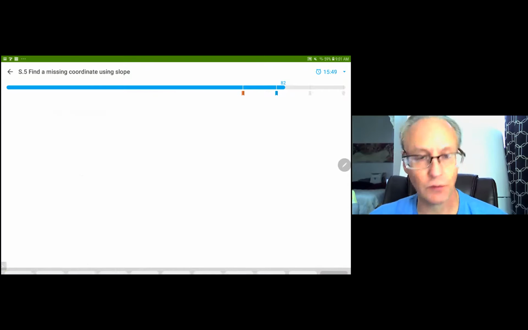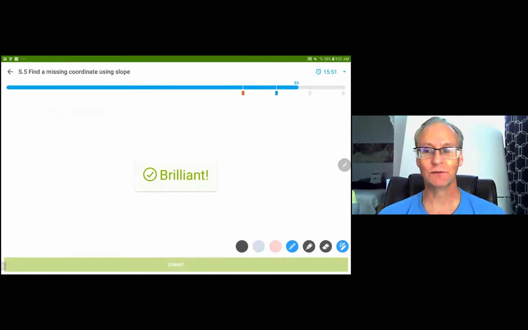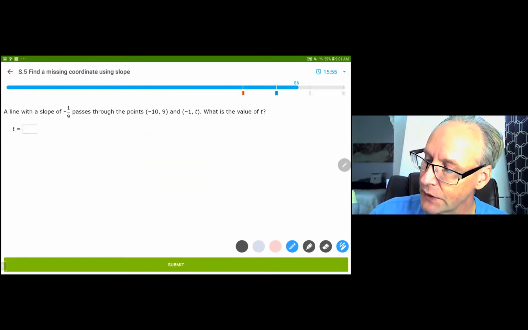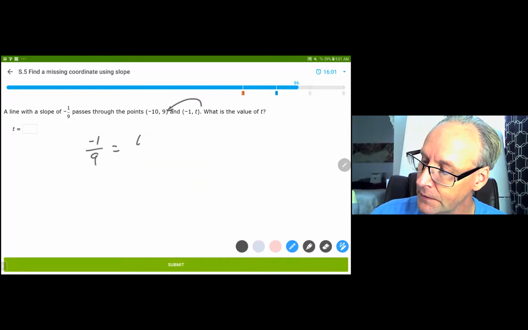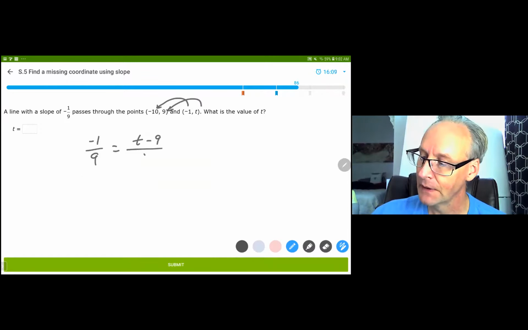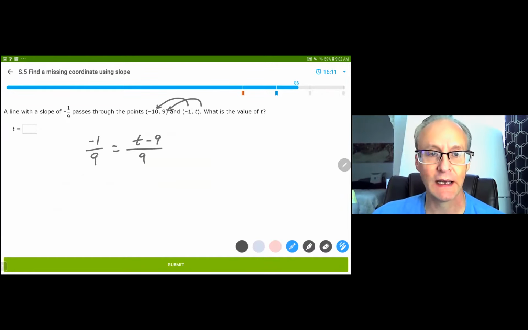And I'm sure you guys don't want to spend forever on these, so I'm going to move right along. In this one, we're going to have negative 1/9. Again, I like to write it in the numerator. And I've got t minus 9 in the numerator. That's my difference in my y's over the difference in the x's. Negative 1 minus negative 10 is 9. And we're going to cross multiply.